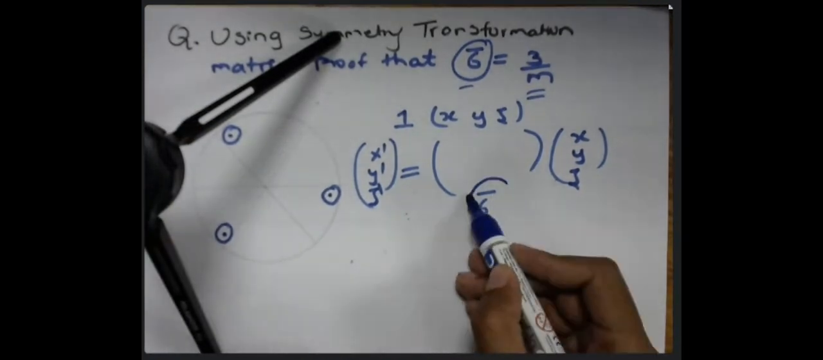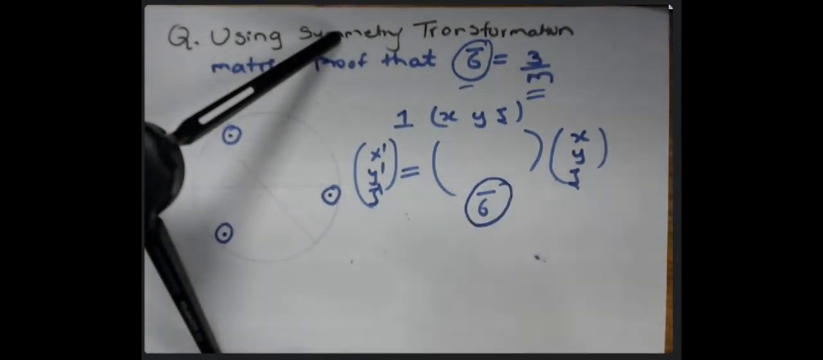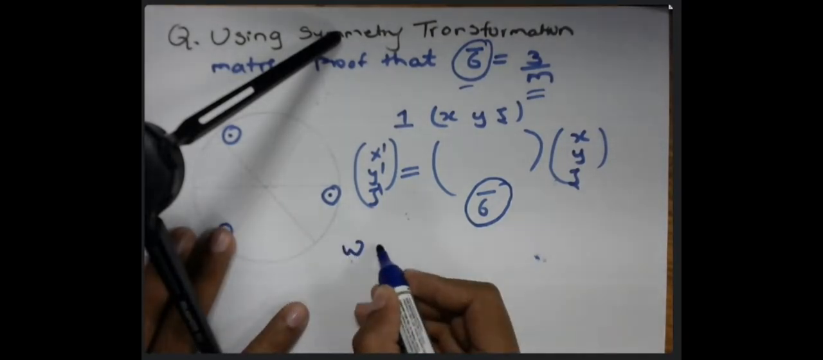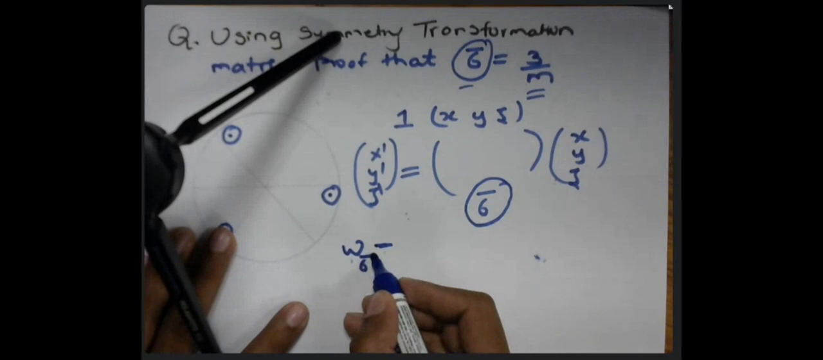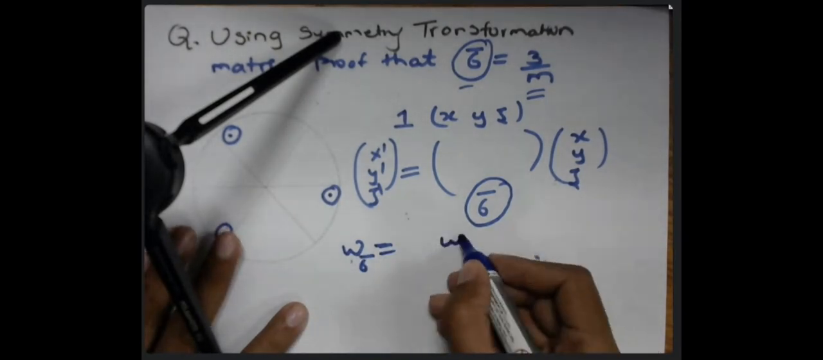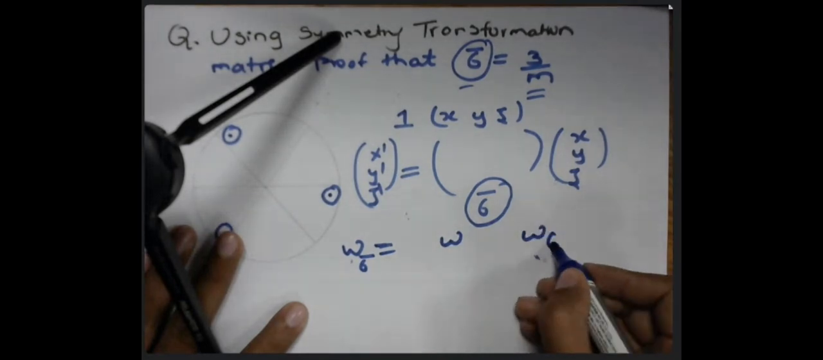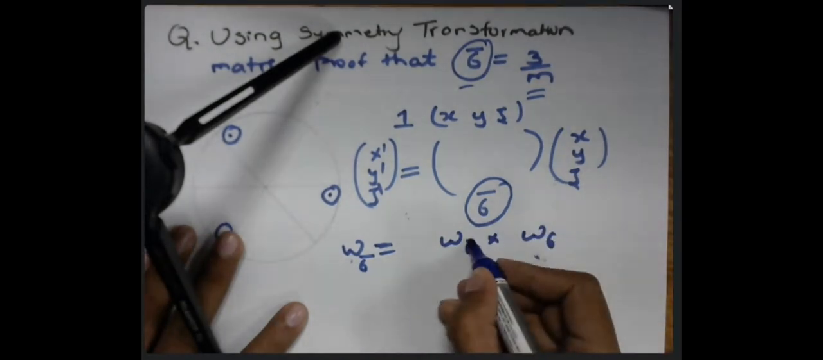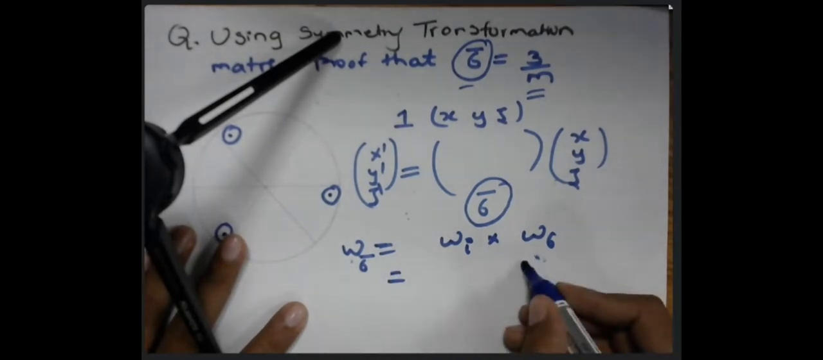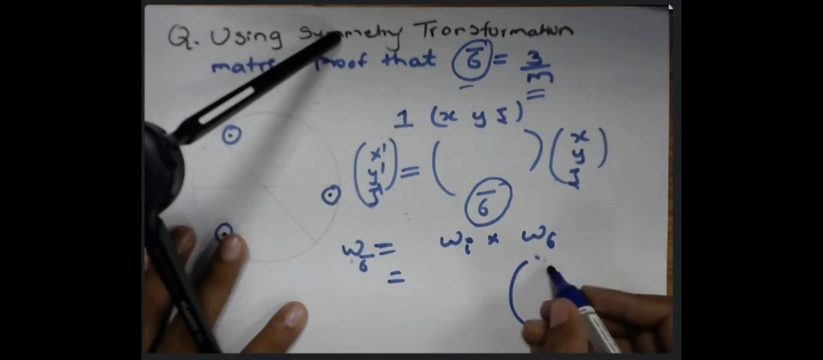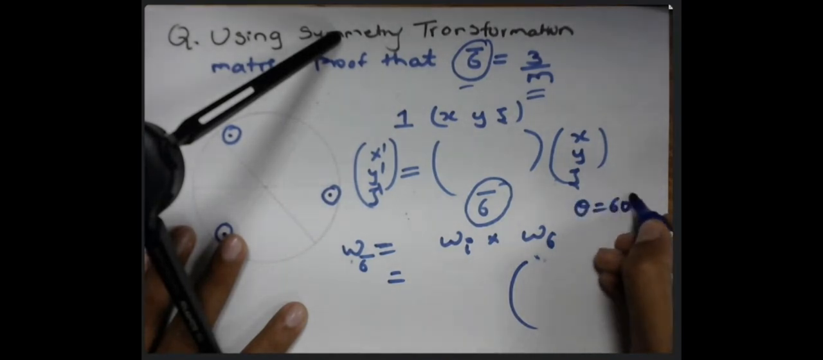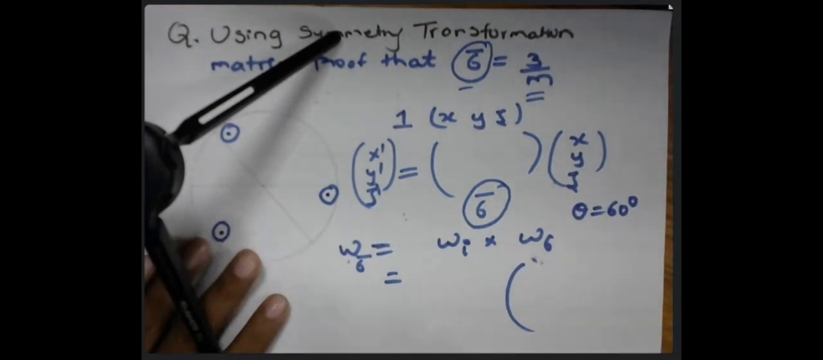So for that, we need to find the symmetry transformation matrix for the 6 bar. We can do that very easily. The 6 bar is nothing but the product of the 6-fold, followed by the inversion. So how can we write the 6-fold? 6-fold is nothing but theta equal to 60 degree. So let's write for that.